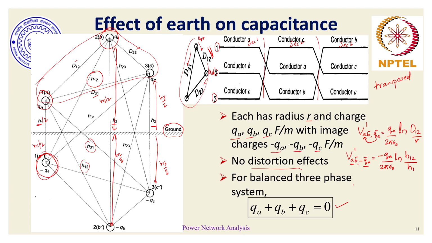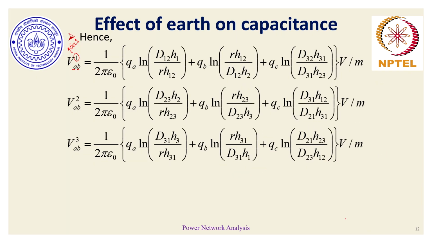If we add these two effects, let's say VAB overall 1, then this is nothing but QA by 2 pi epsilon naught natural log of D12 by R minus natural log of H12 by H1, which can again be simplified as QA by 2 pi epsilon naught natural log of D12 H1 by R H12. So this is the first term, only because of charges QA and minus QA, which also appears over here. And that is how the first term is obtained.